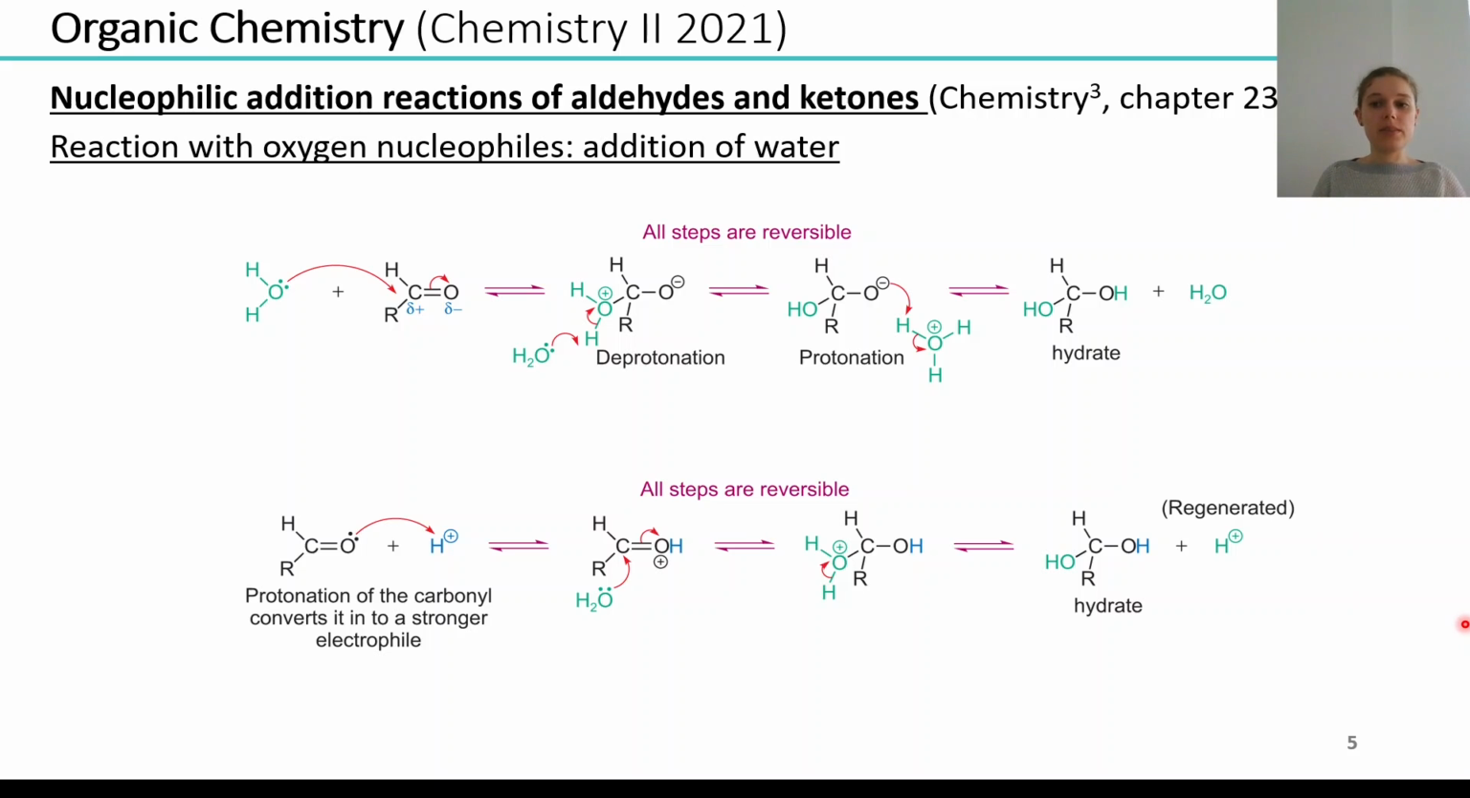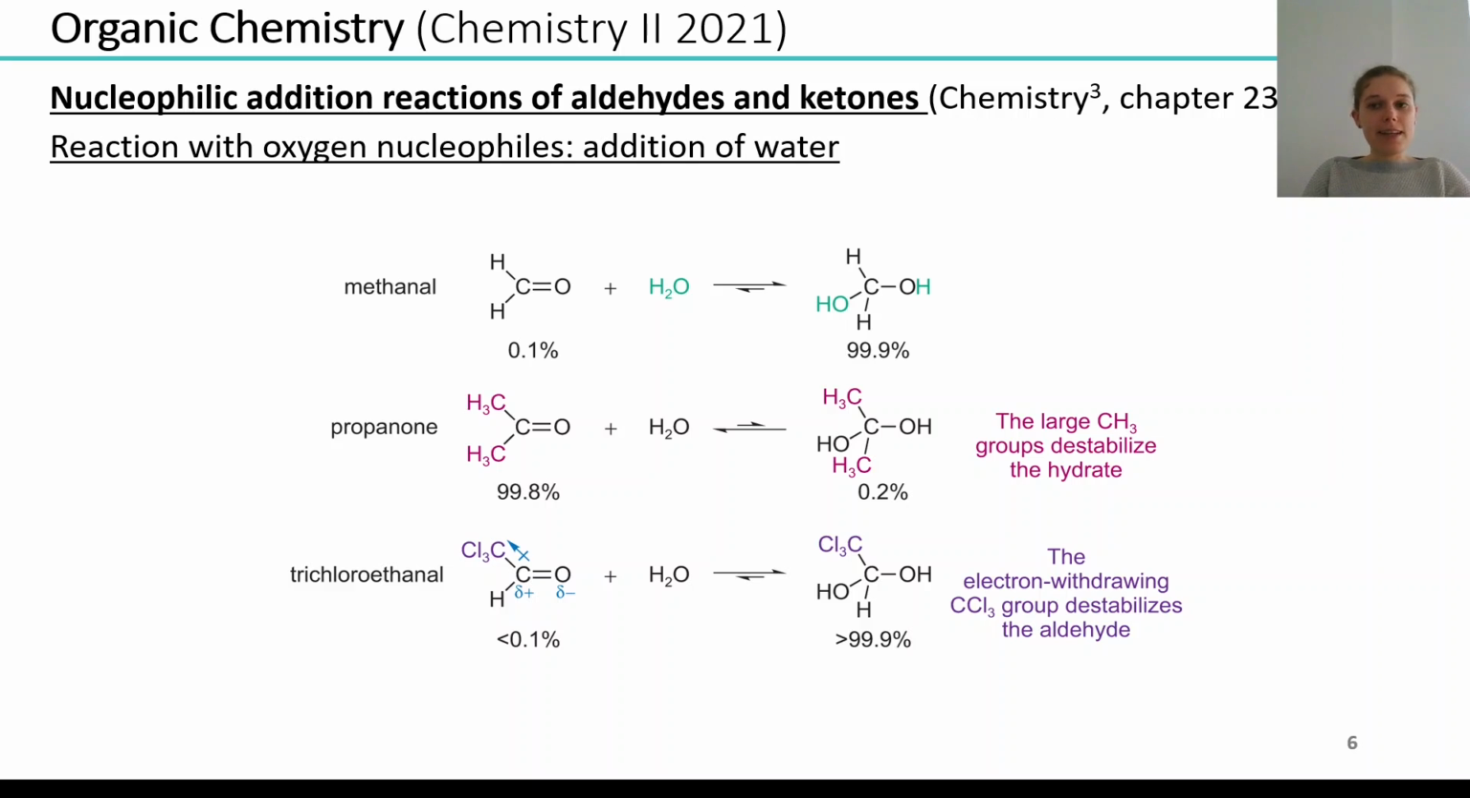And this in turn is determined by steric and electronic effects. The steric effects explain why aldehydes are usually hydrated to a greater extent than ketones. And you can see this here. If we compare the reaction of methanal with water with that of propanone with water, we can see that for methanal we have a hydration of 99.9%, whereas the hydration of propanone is only 0.2%. And the reason for this is the steric hindrance.